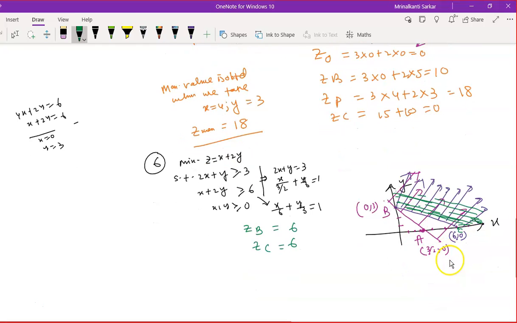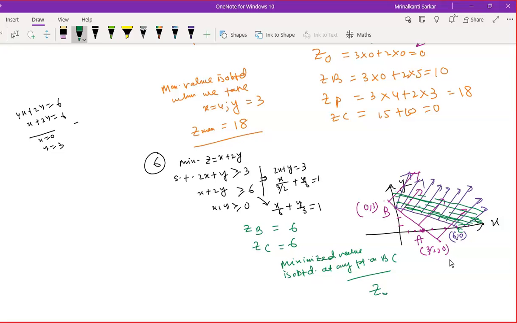It implies that there is a minimized value at any point on BC. Your conclusion is that you got the minimized value at B as well as at C. So the minimized value is obtained at any point on BC. That's why I took this example. Very interesting to note: your answer is going to be like this, not at a point, but on a line. Infinitely many points it occurs, and the minimized value is given by Z min equal to 6.